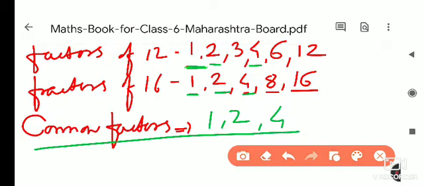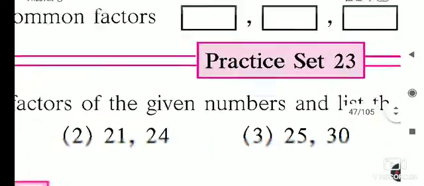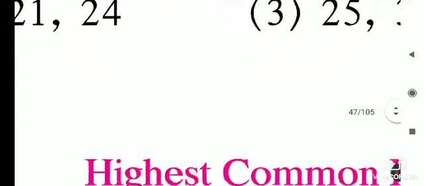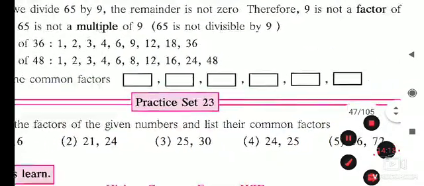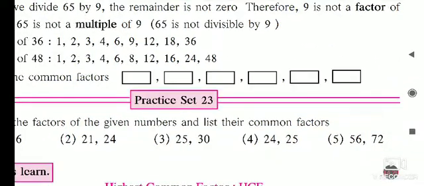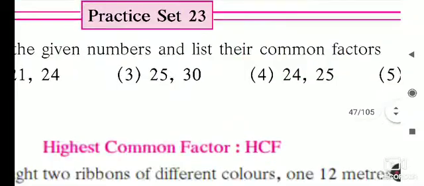Okay, note down this example. Now we will see the next example, 21 and 24. What we have to find out is the factors of the given numbers, and we also have to list the common factors. So we will find the factors of 21 and 24 now.